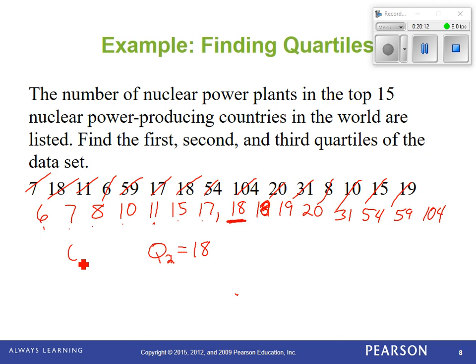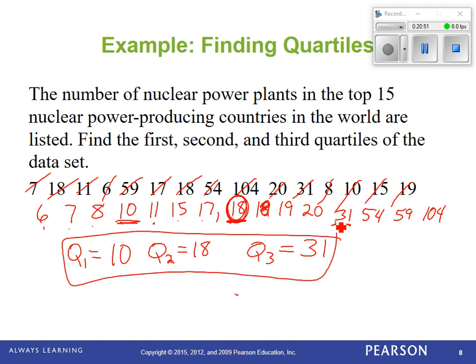Now to find quartile 1, we're looking at 18 right here, that's our middle number. We look at just the numbers down here. How many numbers are on this end? 7. So, how many numbers would I have to count to be right in the middle? 1, 2, 3, 4. So what's quartile 1? Then you do the same thing on the other side. How many numbers are over here? 7, so find quartile 3. 2, 3, 4, what's that? 31. Those are our 3 quartiles.